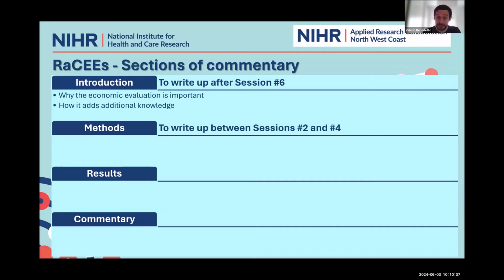Today, instead, we are starting to concentrate on the methods. So in the methods section of our own commentary, we want to describe the key elements of economic evaluation, the cost data, and the outcome data. So we will use the information included by the authors in their own economic evaluation. We will extract that information and we will try to summarize it here. In particular, we will try to make a good summary of these different elements that you can see here. And this is something we will do between today's session and session 4.